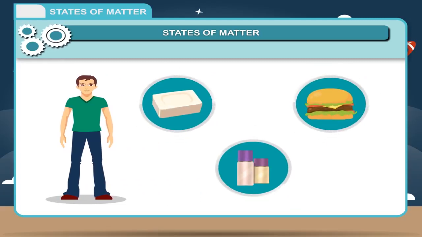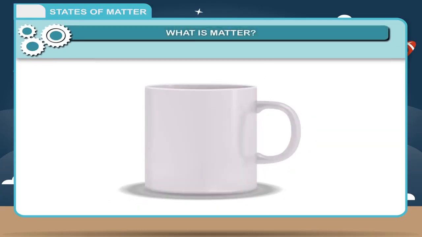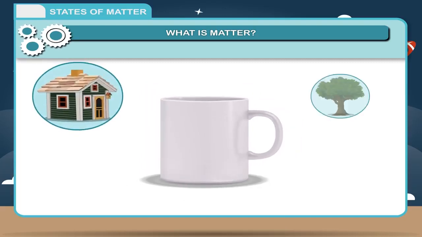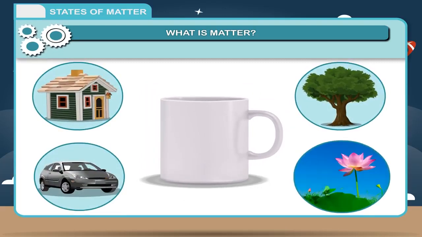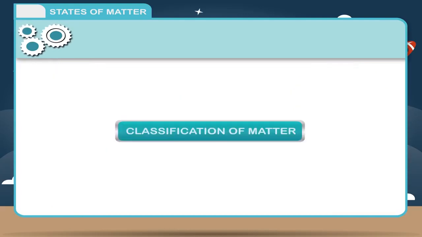Can we give them a name collectively? You may be surprised, but the answer is yes. They are all different forms of matter. What is matter? Matter is defined as anything that has mass and occupies space. Everything around us is made up of matter. It is made up of atoms.